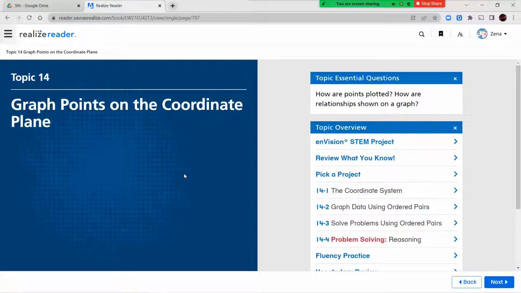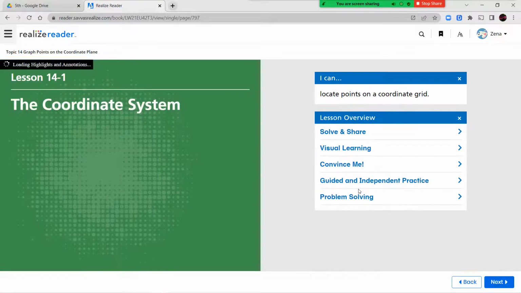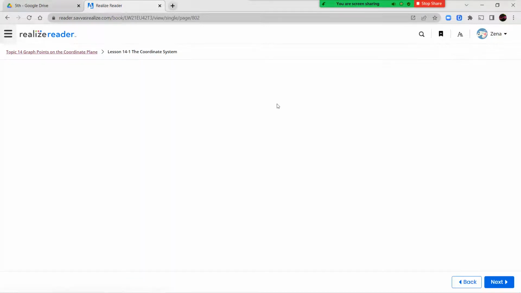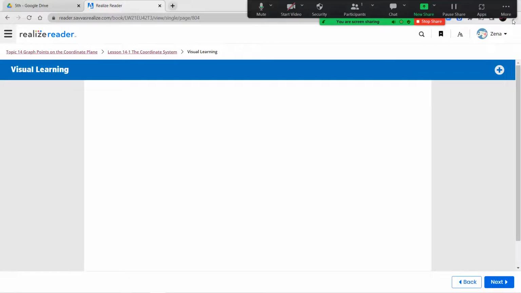Hello and welcome to topic 14, graph points on the coordinate plane. We're going to begin with lesson 1, and that is 14-1, the coordinate system. Let's go ahead and jump into that lesson and take a look at our short video before we do our notes and guided practice.